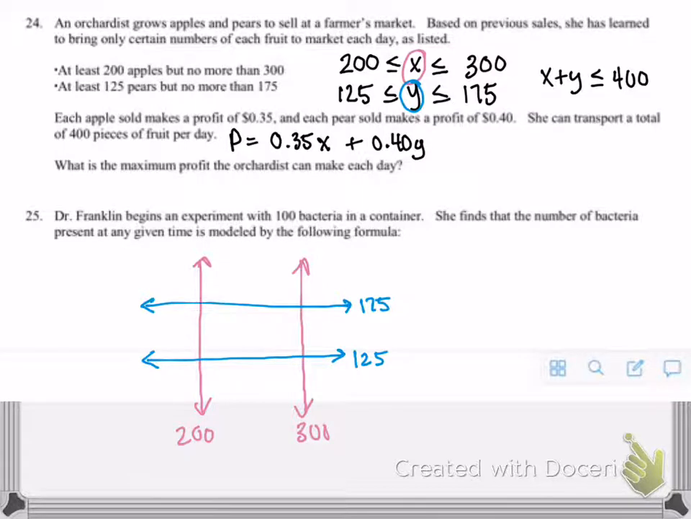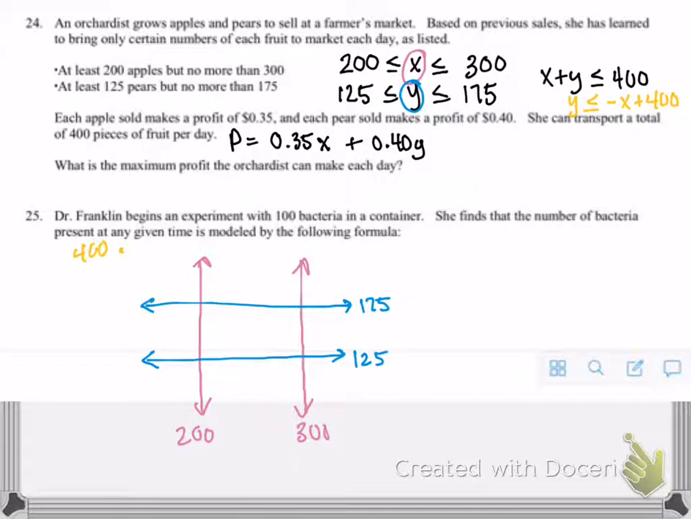So I need to get y alone, and to do that I'm going to subtract x from both sides. Well, this line has a y-intercept of 400, which is going to be way far above the 175 on the y-axis. So y-intercept of 400, and then it's going to have a slope of negative 1 over 1. And since that's happening, we're going to end up having a point at 200, 200.